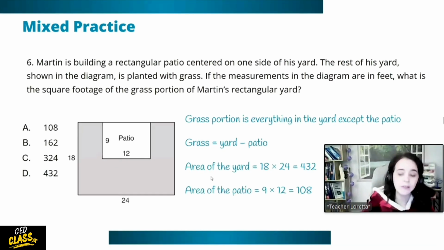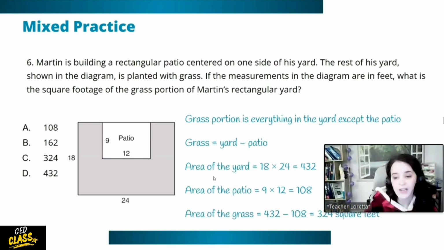Then we find the area of our little patio. The patio is 9 by 12. Again, we ask our calculator, what's 9 times 12? It says it's 108. So for our final step, we're going to take the 432 and subtract away the 108, and that gives us 324, which is a match for choice C.